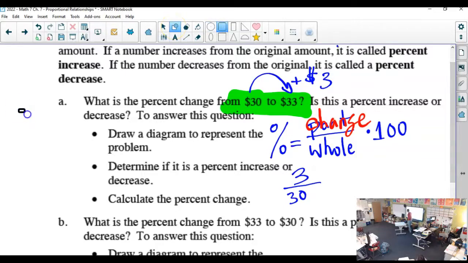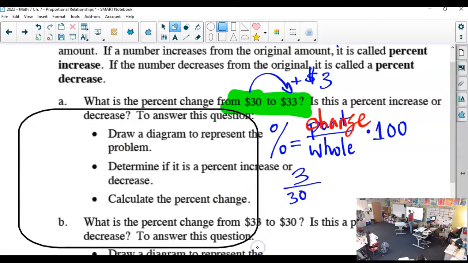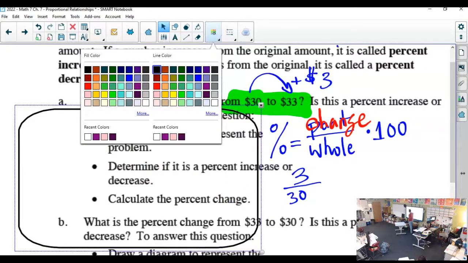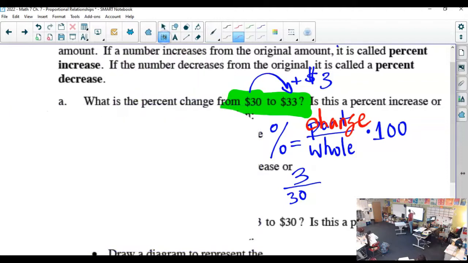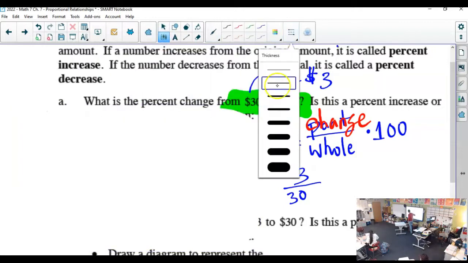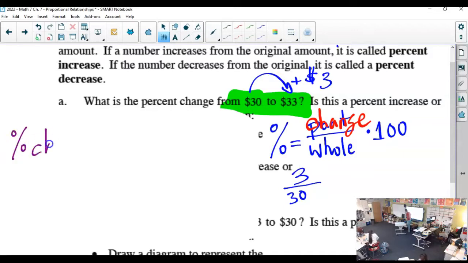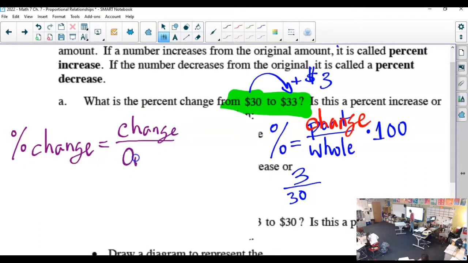I'm going to write this a little cleaner because I'm going to make some space for it. What we can say is percent change. Percent change. You should write this down. Percent change can equal the change over the original, and that times 100. And guys, you can put that on your math notes paper too. That would be really convenient.